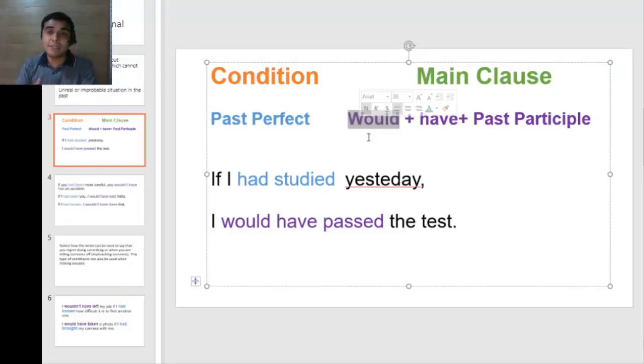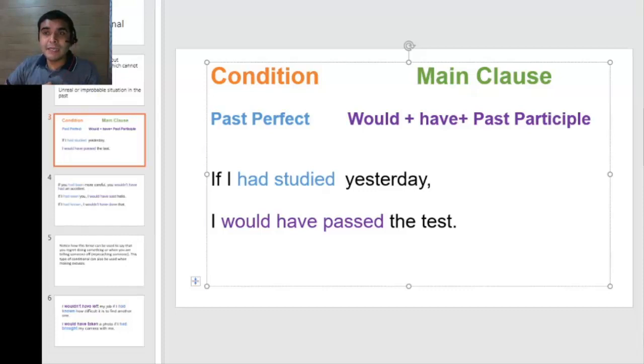Would plus have plus past participle. If I had studied yesterday, but I didn't do it, right? That's why I'm imagining a different past. I didn't do it. I would have passed the test. So this is a really unusual sentence in English, because talking about a different past is not common, but this is really useful and it makes your English richer than before, right? More complex. So past perfect in the if clause plus would have plus past participle, or the modal verb would in the past. Keep that in mind.